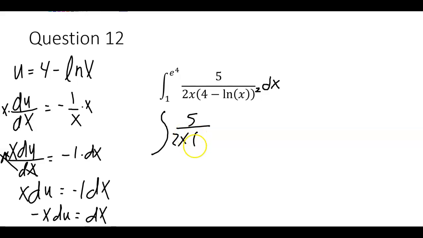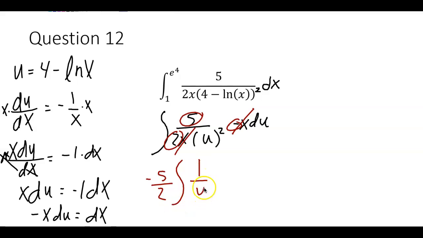So my U is everything in the parentheses there, and my dx is negative x du. And now in this case, the x's go away, and we can also take the 5 and the 2 and this negative out because those are all just constants. So I could slide those out to the front really quick. And that leaves me with this, which is a much nicer looking integral.